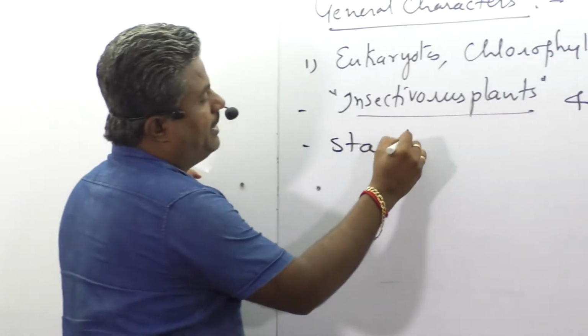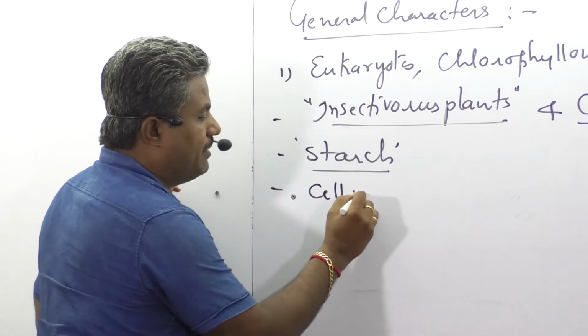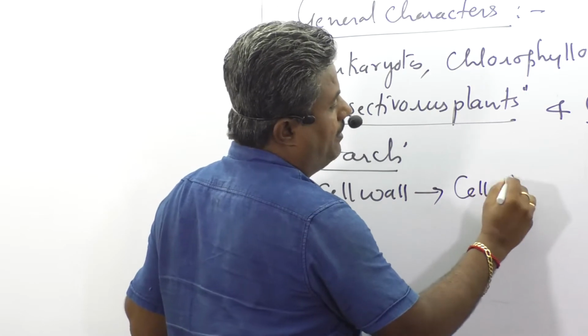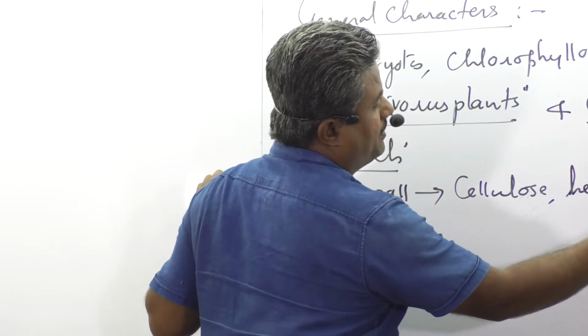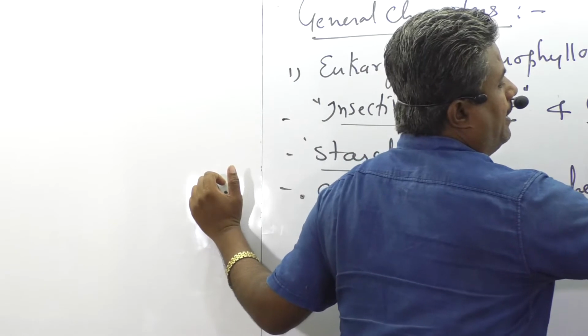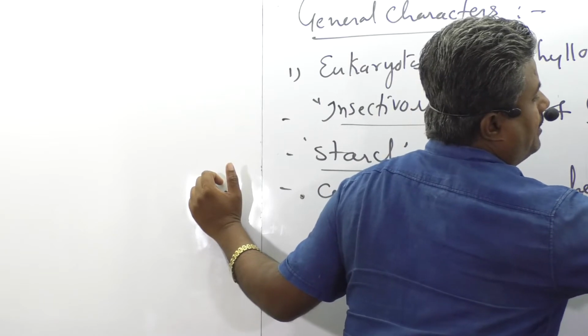And plants store reserve food material in the form of starch. Starch is the reserve food material, and a cell wall is present. This is mainly made up of cellulose, hemicellulose, pectin, lignin, suberin, etc.